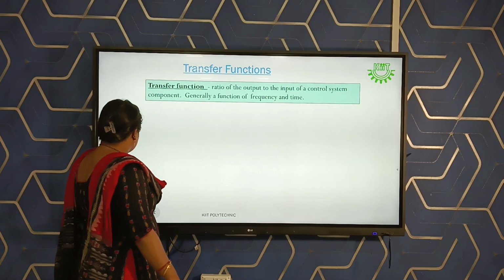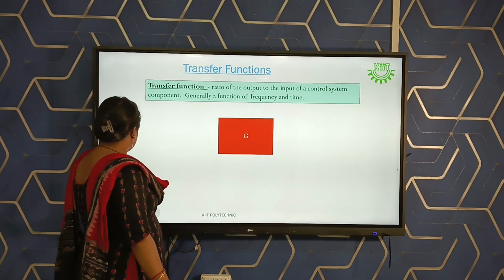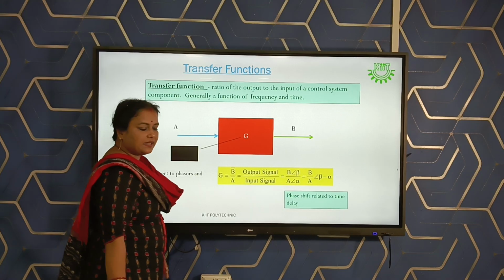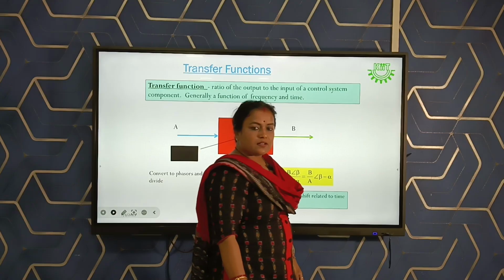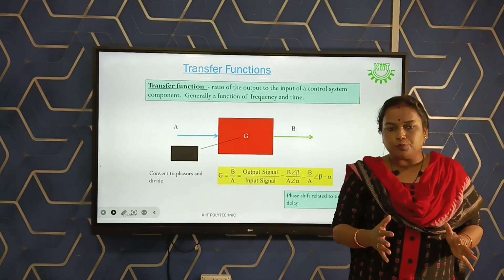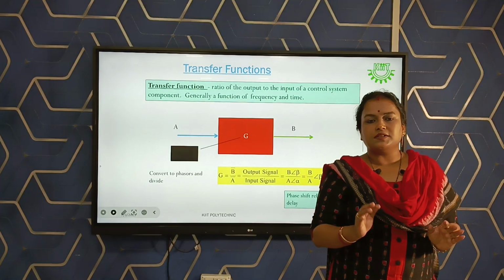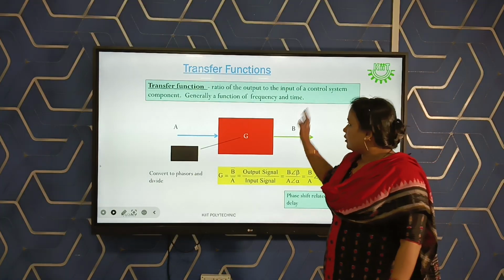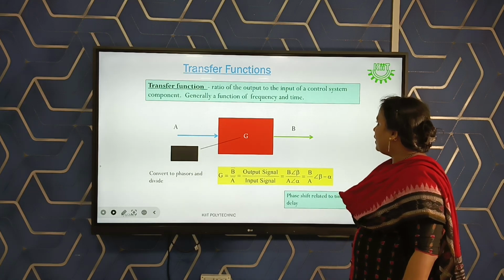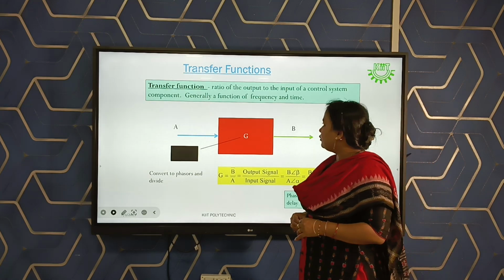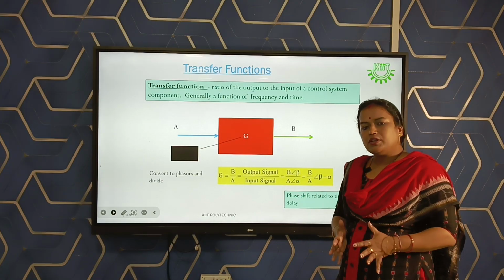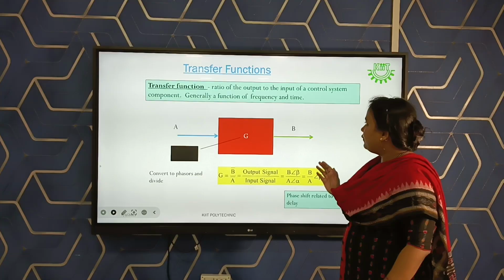Next we will discuss transfer functions. So what is a transfer function? Transfer function is basically the Laplace transformation of the output to the Laplace transformation of the input, keeping the initial conditions equal to 0. We can also say the transfer function is the ratio of output to input of a control system component, and that can generally be a function of time as well as frequency.